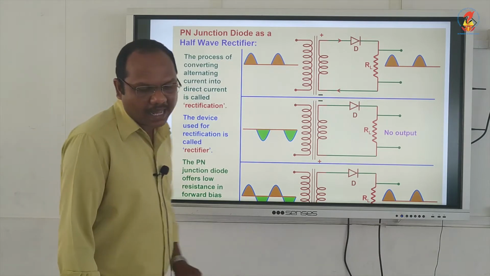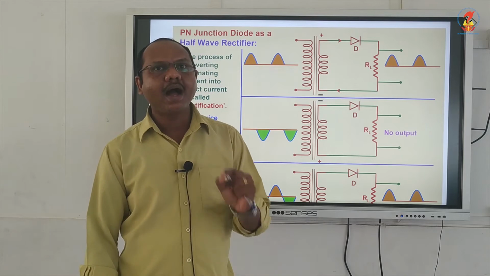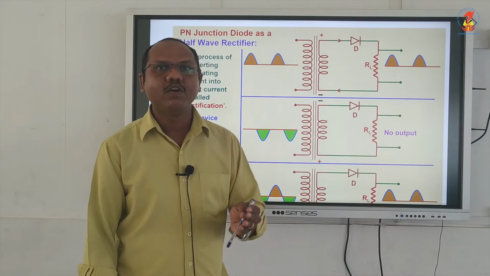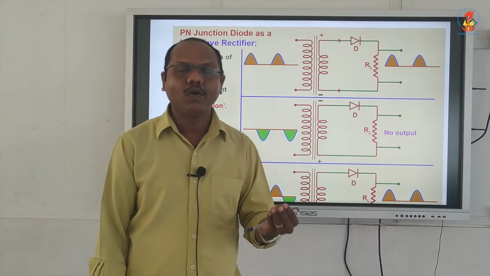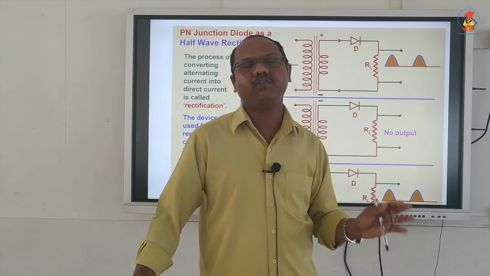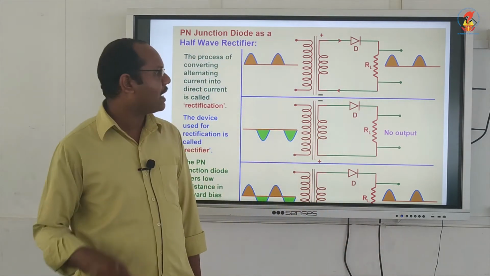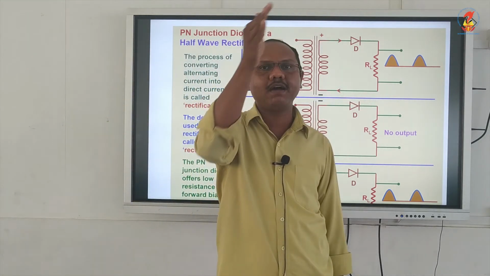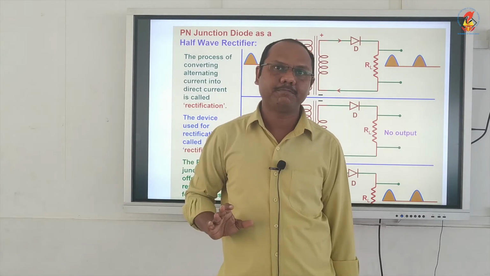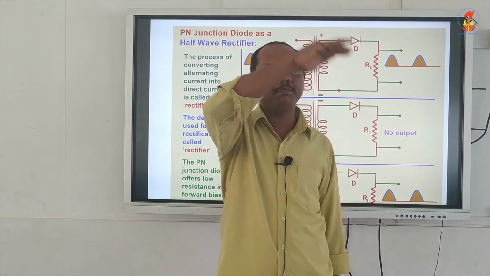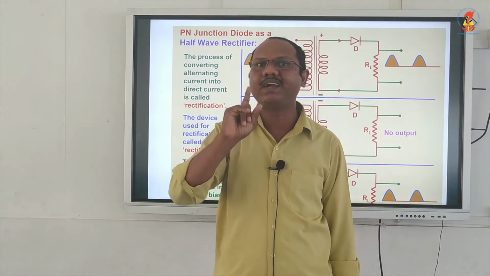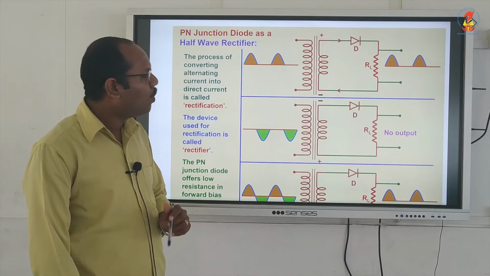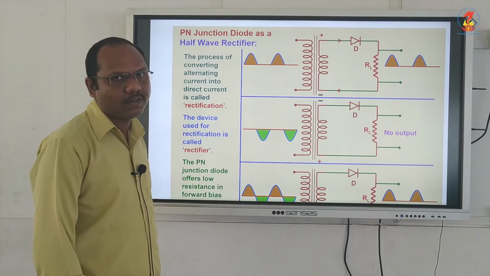So what is a half wave rectifier? A half wave rectifier is a type of rectifier which rectifies only the half cycle of AC. AC has two half cycles, right? If I take an AC, there is a positive half cycle and a negative half cycle. One positive and one negative together is called one time period. So here this diode will rectify only the positive half cycle of AC.